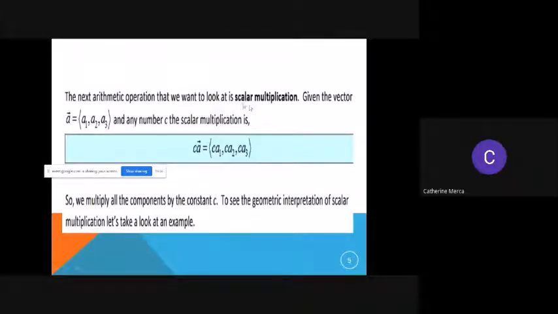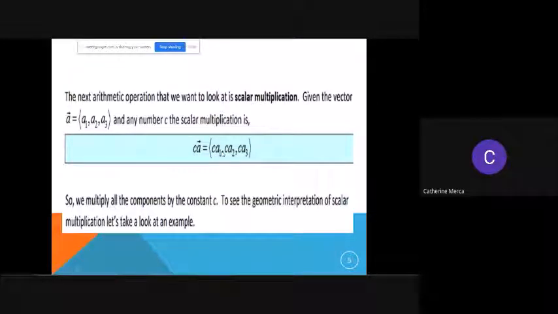So what we have next is scalar multiplication. If you have a vector and a scalar quantity and you're asked to multiply it with that vector, the result is simply that you multiply its components by this scalar quantity. So C times the vector A will simply be C times A sub 1, C times A sub 2, C times A sub 3. We multiply all the components by the constant.